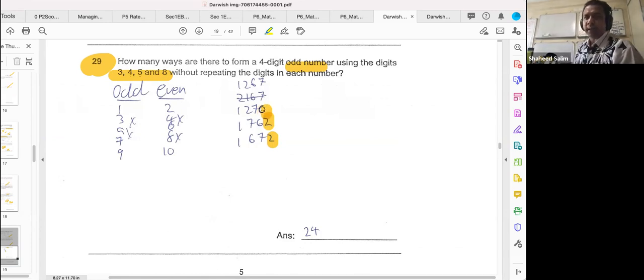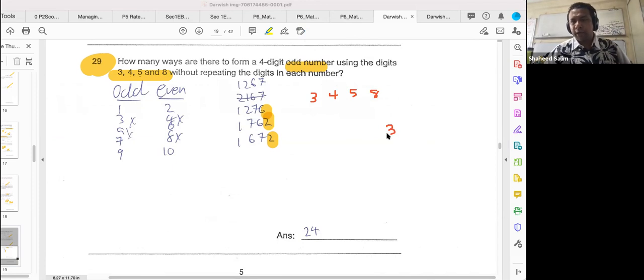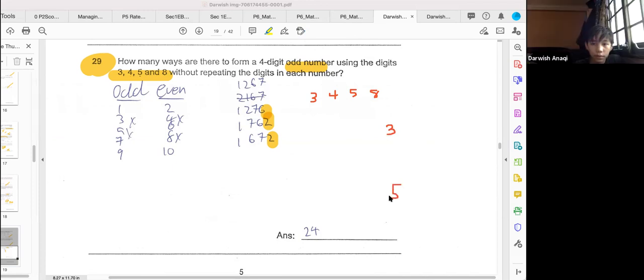Are you confused by the question? They want you to form odd numbers, right? And for these odd numbers, they want you to use only these 4 numbers here: 3, 4, 5, and 8. So now you can end with 3 or you can end with 5. So 53.